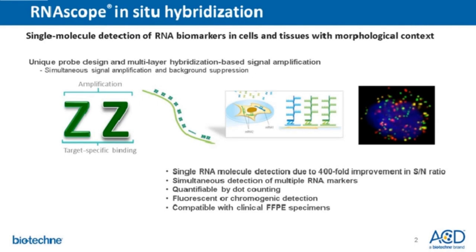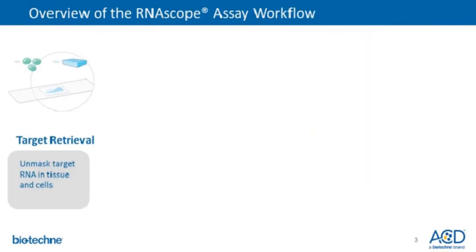In addition, a pair of double Z probes bind to a target sequence of about 40 to 50 nucleotides in length. This makes the assay compatible with partially compromised RNA, such as those found in clinical FFPE specimens.